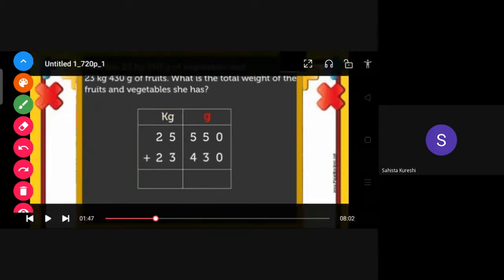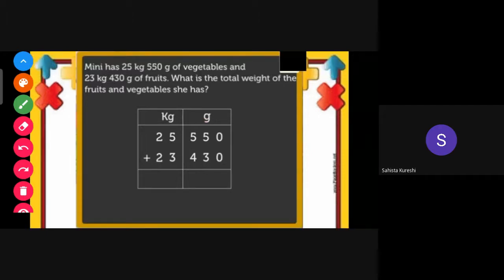Now you can do this one in your rough book and then write your name in the chat box if you want to say. But first finish it in the rough book, honestly.